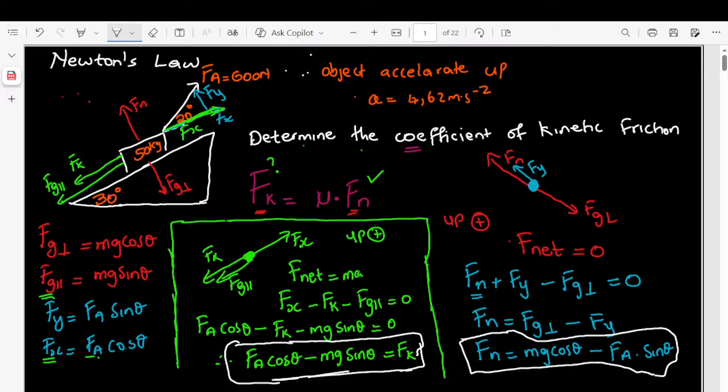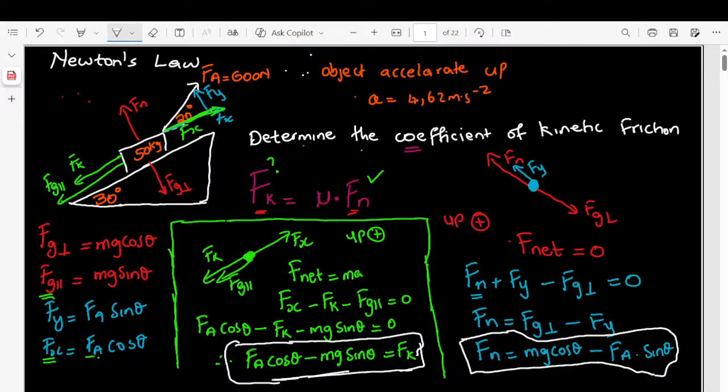Someone said Fy is not Fa sine of theta. Why are you saying Fy is not Fa sine of theta? No, it's Fa sine of theta because it's opposite over hypotenuse. We'll use sine theta. There's no mistake. We didn't make any mistake. Everything is correct. I just want to accommodate those who don't understand so that we can repeat the process.